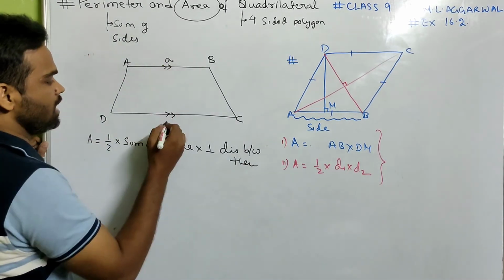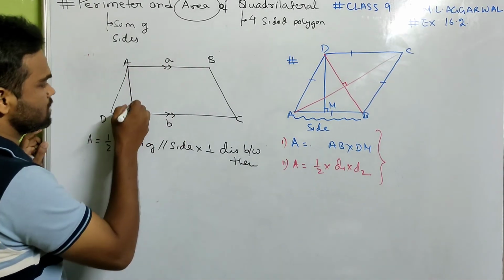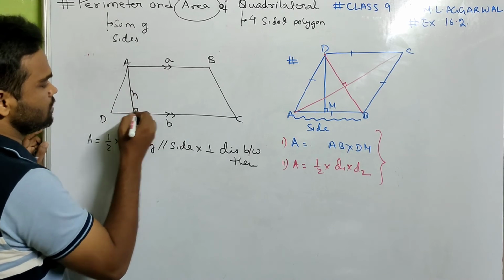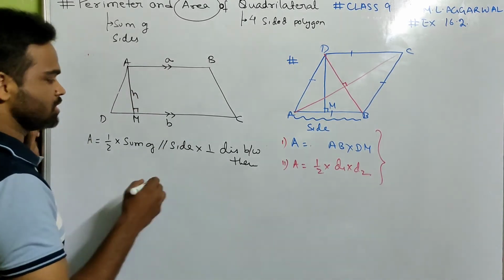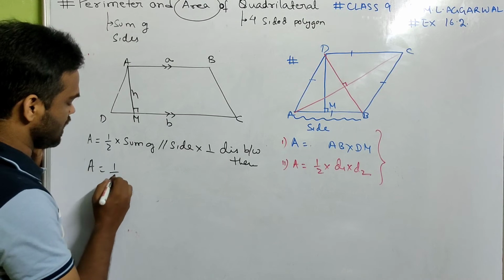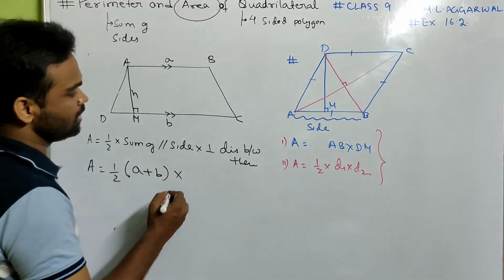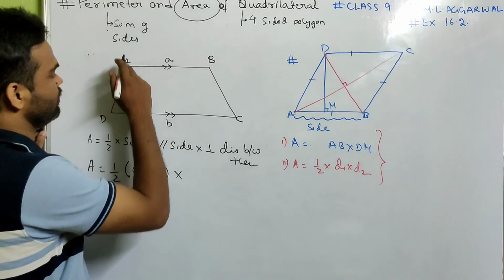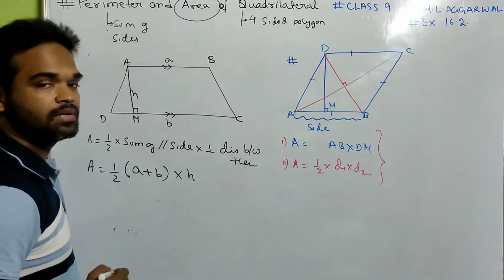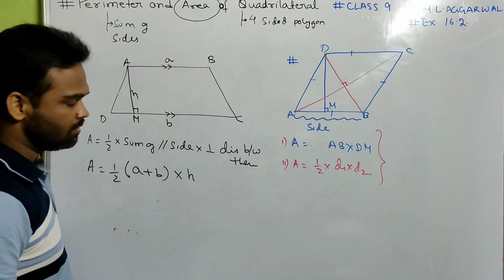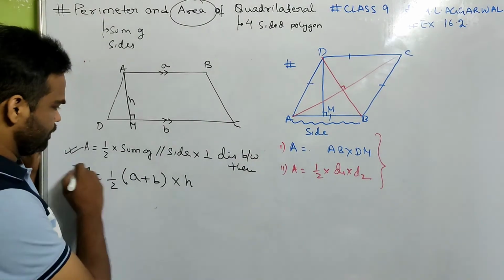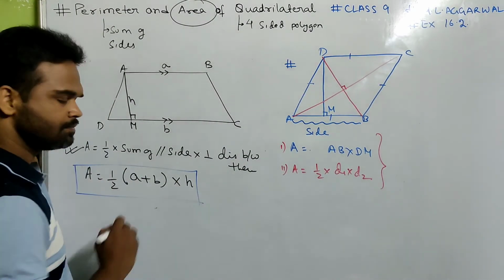The area of the trapezium is half into sum of parallel sides into perpendicular distance between them. Suppose this is A, this is B, and this is H. Okay, AM is H. The area of a trapezium is half into sum of parallel sides, which is A plus B, into perpendicular distance between them, which is AM, which is H over here. Done?